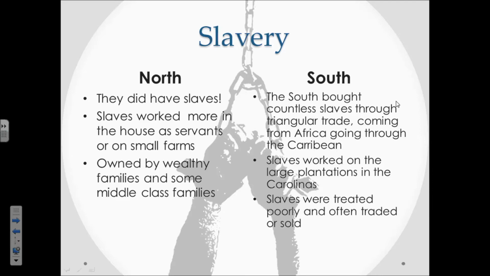The South bought countless slaves through the triangular trade that came from Africa to the Caribbean and then up to North America. And these slaves worked on large plantations such as in the Carolinas, in Georgia, in Virginia. And they were used because they were cheap labor. So they were treated very poorly, and they were often traded or sold. As slavery began to be an even bigger source of work labor in the South, they're going to be traded and sold even more, with a desire to split up families so they don't try to run away. But at this time, slavery is just starting to grow in the colonies.